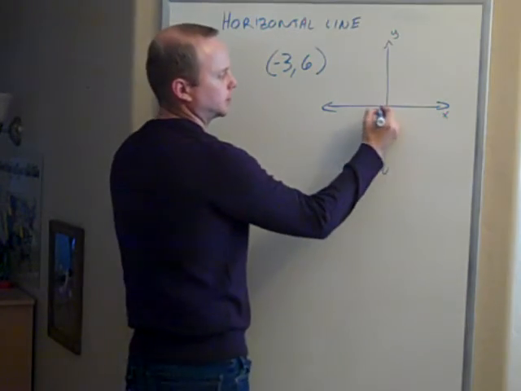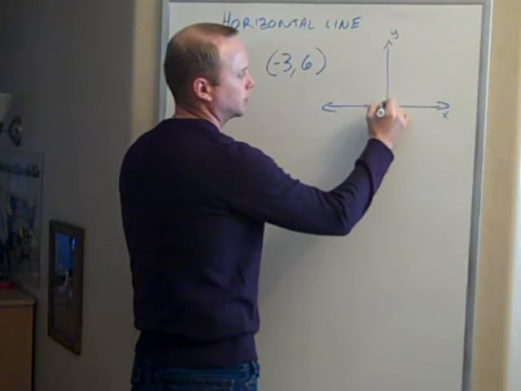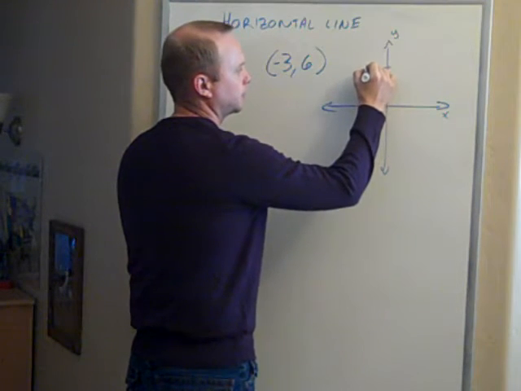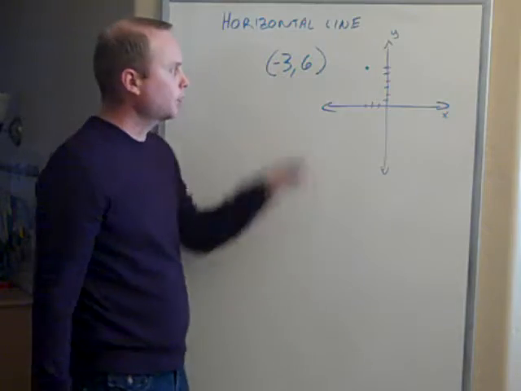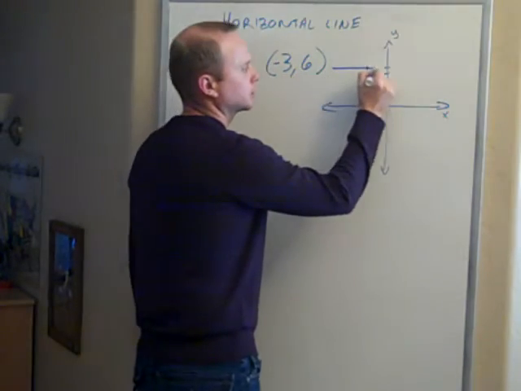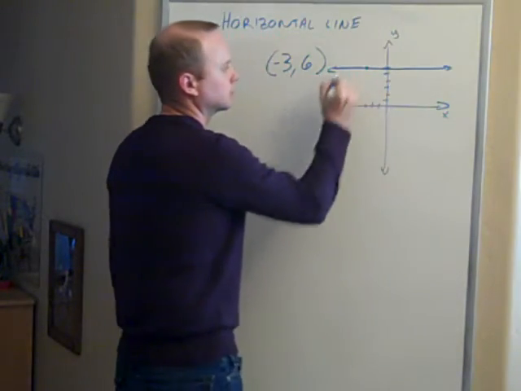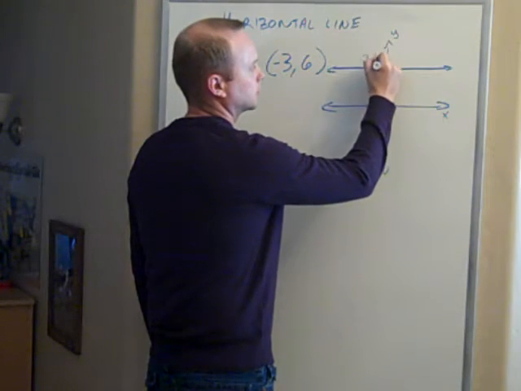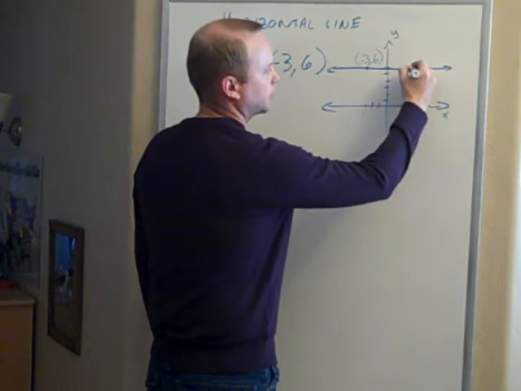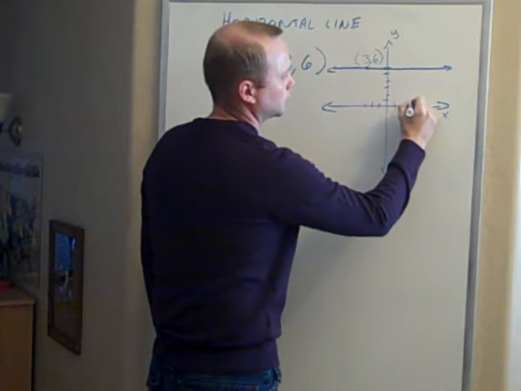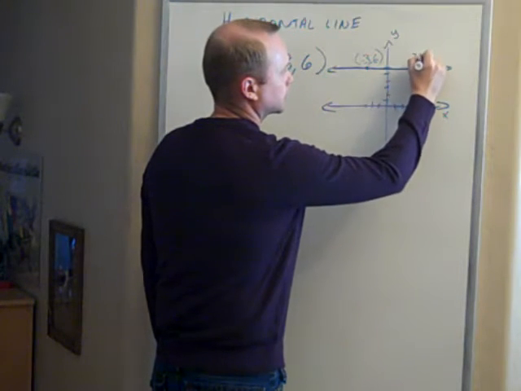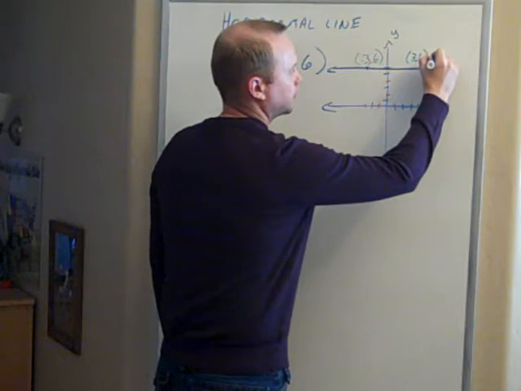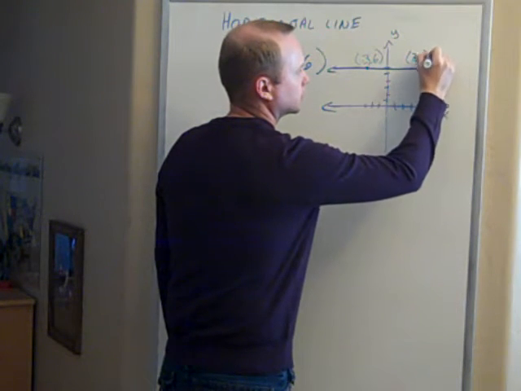Negative 3, 6 would be somewhere here, 1, 2, 3, 1, 2, 3, 4, 5, 6. Somewhere around here would be my point, okay? And if it's a horizontal line, that means it's going to go in this direction. And what we notice, this point here is negative 3, 6. This point over here might be 1, 2, 3. This would be positive 3, 6. This one here would be positive 5, 6.